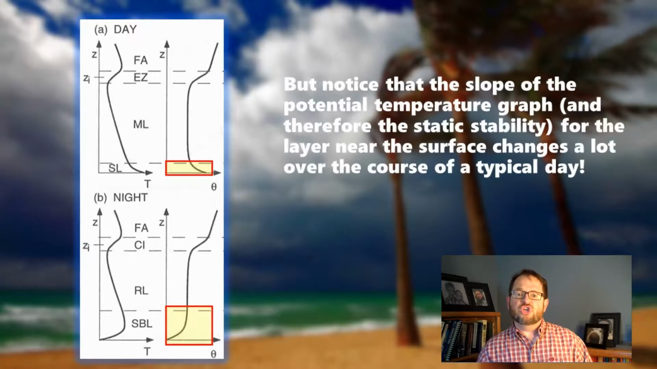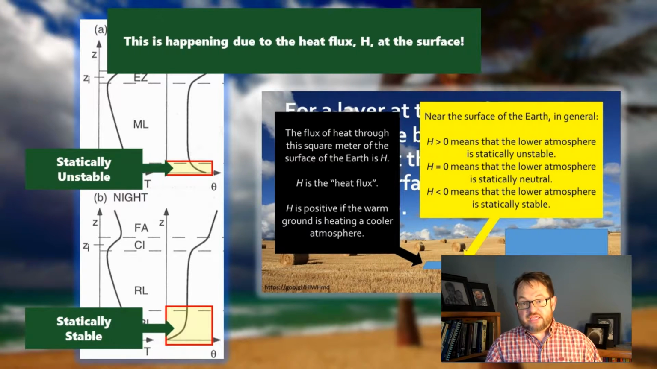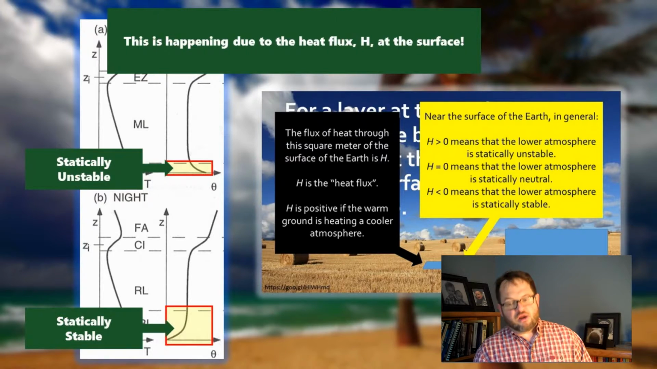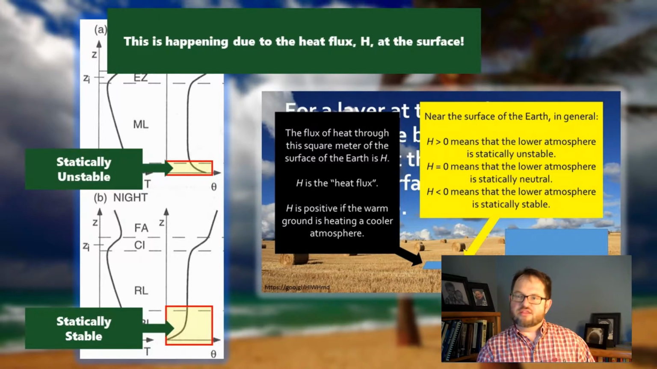And this is happening, of course, due to the flux of heat from the surface of the Earth into the atmosphere. During the day, the ground is warmer than the air, and there's a positive heat flux, H, out of the ground.